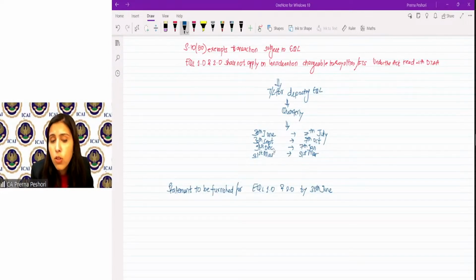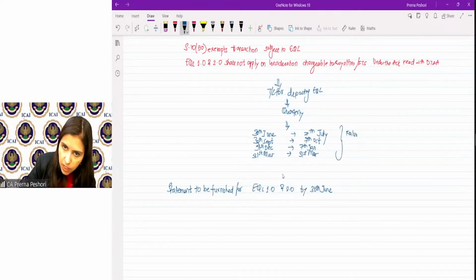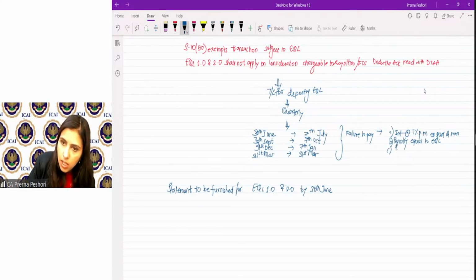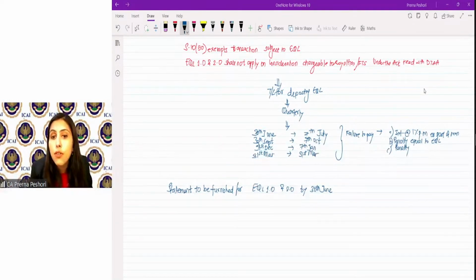Now, here also if you do not pay the equalization levy 2.0, so failure to pay, you will have interest at the rate of 1% per month or part of month, penalty equal to the equalization levy. Okay. So penalty equal to the equalization levy. And if you fail to remit the equalization levy to the central government, then it is 1,000 per day.